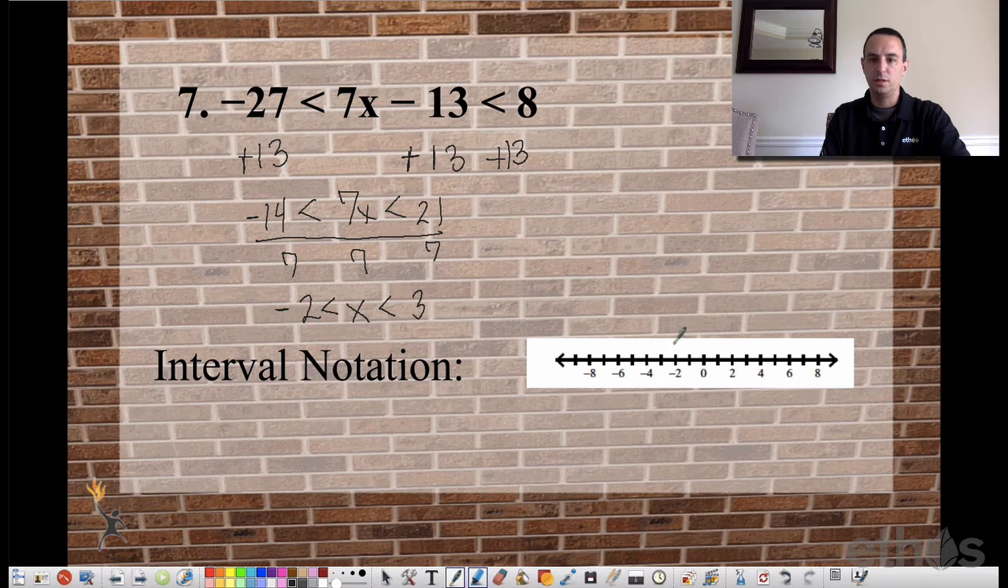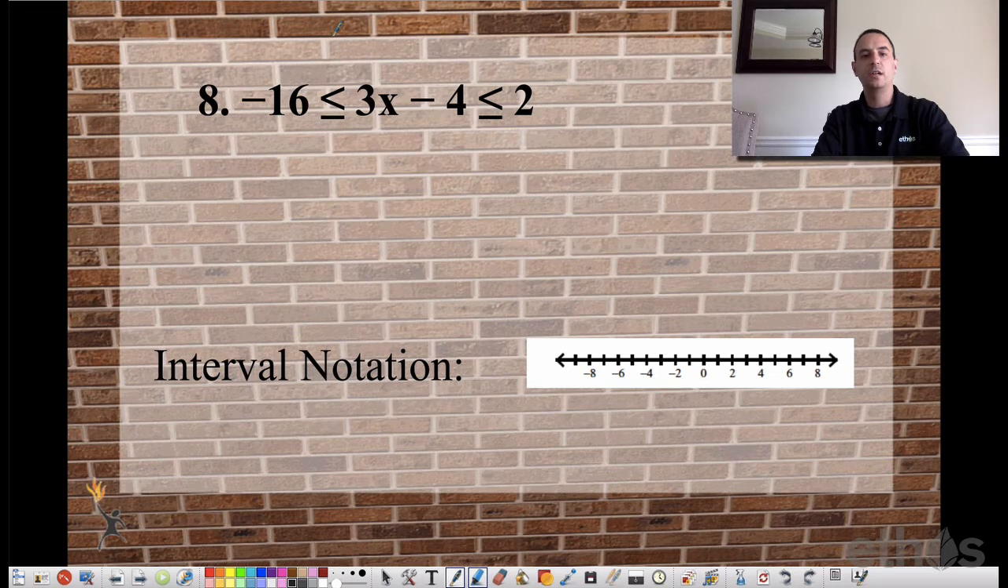So we start at -2, and then we go all the way to +3, and then we connect the lines. So it's -2, comma 3 with parentheses on both sides because there's no equal to sign.